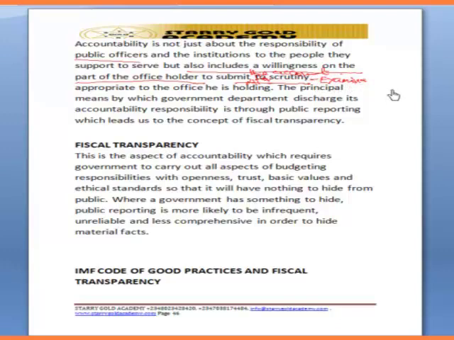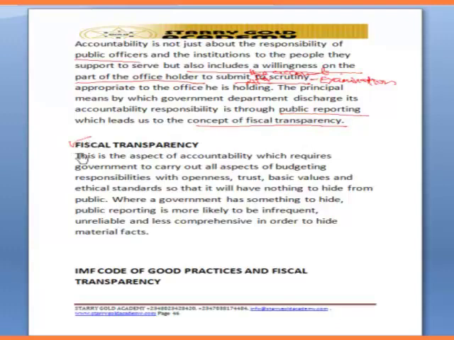Just like the Accountant General of the Federation is required to submit account to the Auditor General for the Federation. Appropriate scrutiny, appropriate examination for the office he is holding. The principal means by which a government department discharges its accountability responsibility is through public reporting, which leads us to the concept of fiscal transparency.